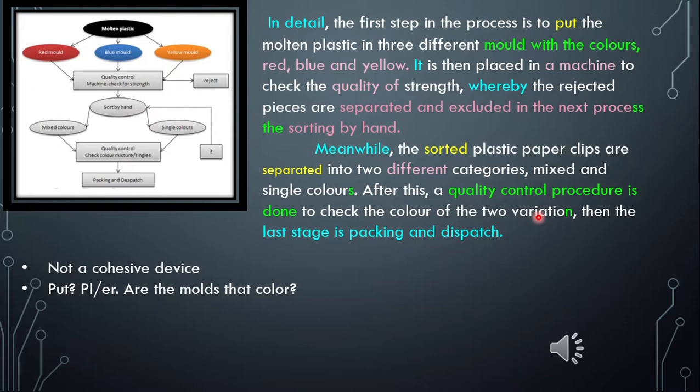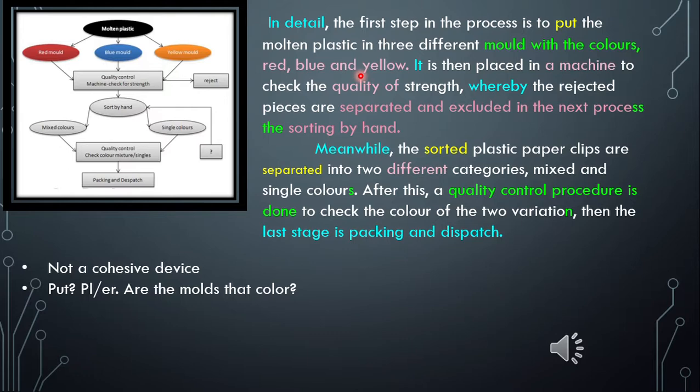Put. It is to put the molten plastic with your hands, pour the molten plastic into three molds with the color. I can't read it. It's behind my thing here. With the colors, red, blue, and yellow. You already said red, blue, and yellow. You're not summarizing if you repeat yourself.